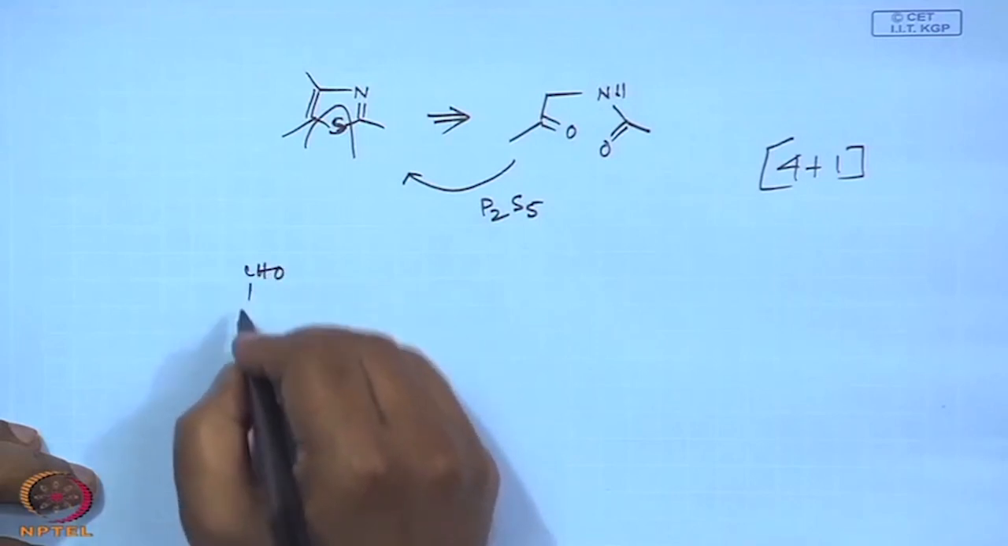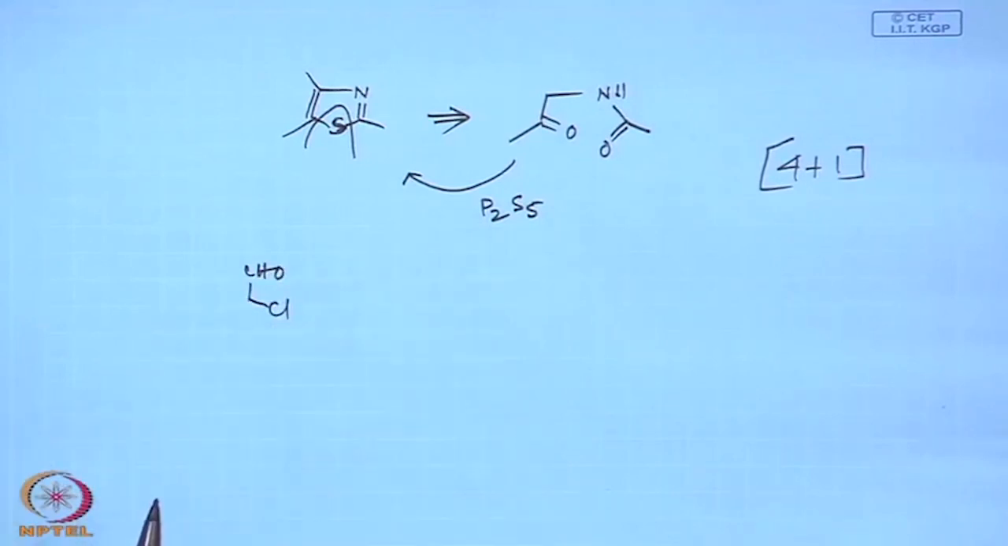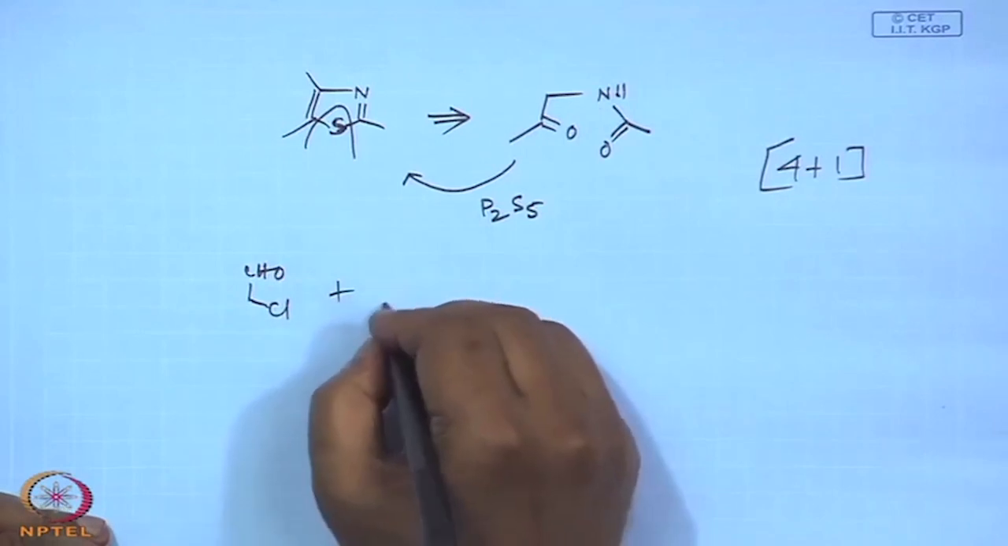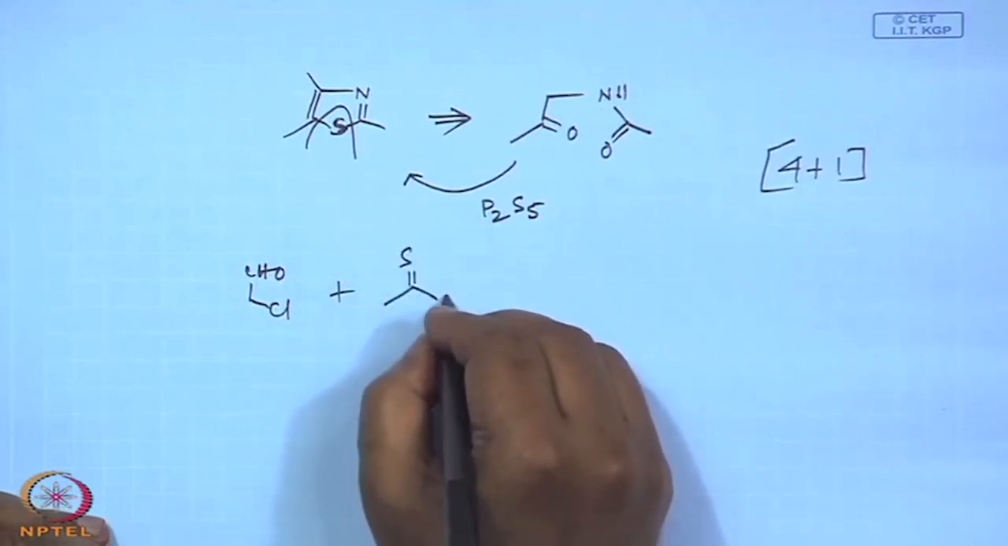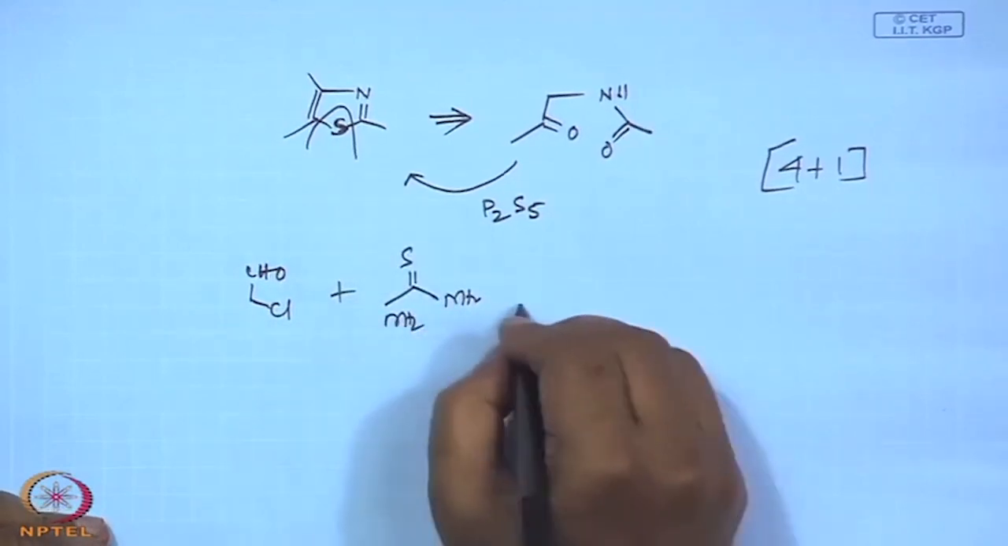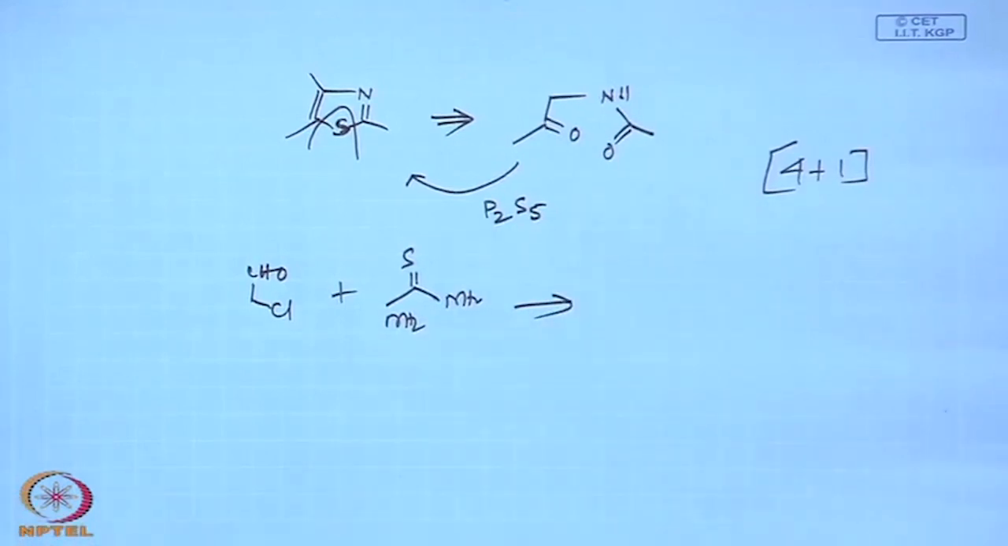Sulfur source is commonly thioacetamides, thioamides, one of them, and other sulfur source is thioureas, for example. Okay. So for example, I will just give you one 3+2. For example, if you take chloroacetaldehyde and thiourea, so what do you expect? Thiourea.